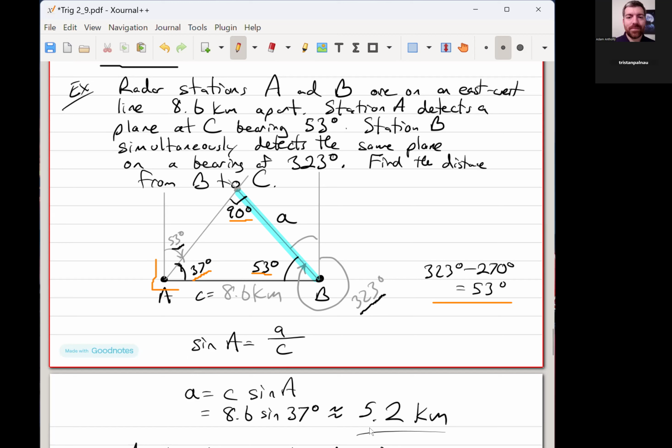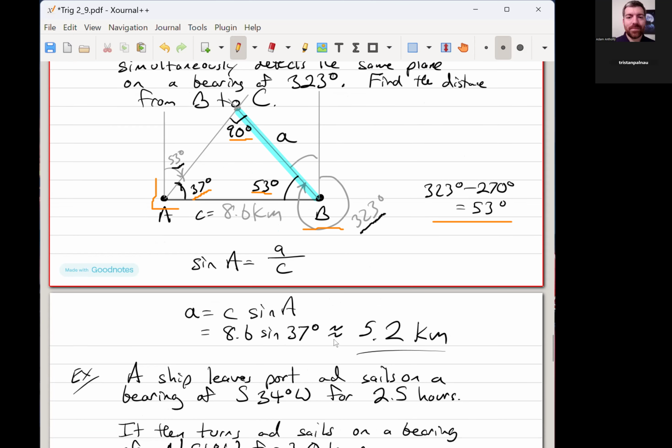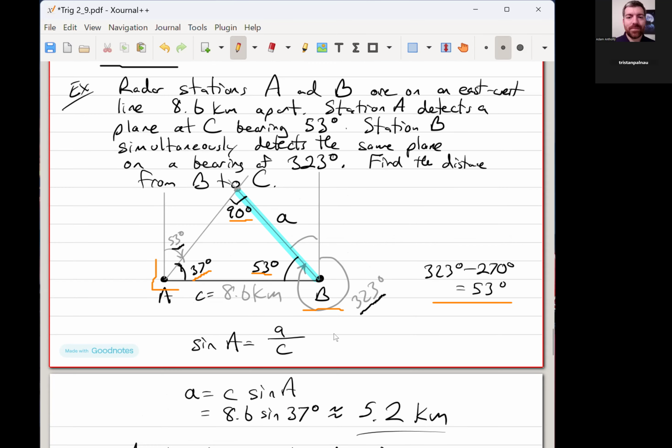We see that this airplane is 5.2 kilometers at a bearing of 53 from radar station A. Oh, sorry, from B. Sorry, from B. So bearing 323. Right. So that's an aeronautical bearing example.